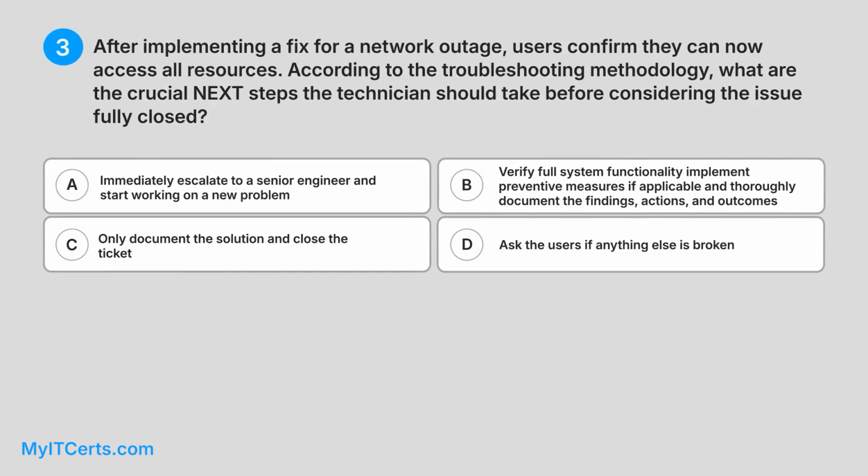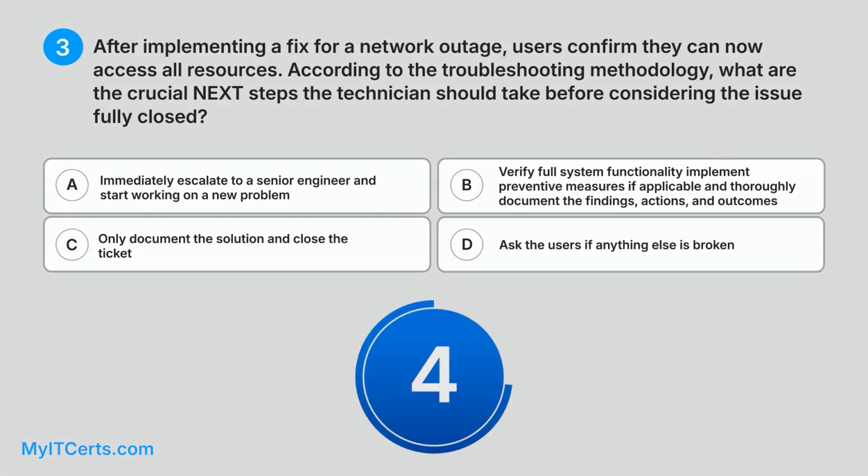3. After implementing a fix for a network outage, users confirm they can now access all resources. According to the troubleshooting methodology, what are the crucial next steps the technician should take before considering the issue fully closed? A. Immediately escalate to a senior engineer and start working on a new problem. B. Verify full system functionality, implement preventive measures if applicable, and thoroughly document the findings, actions, and outcomes. C. Only document the solution and close the ticket. D. Ask the users if anything else is broken. What do you think is the answer?